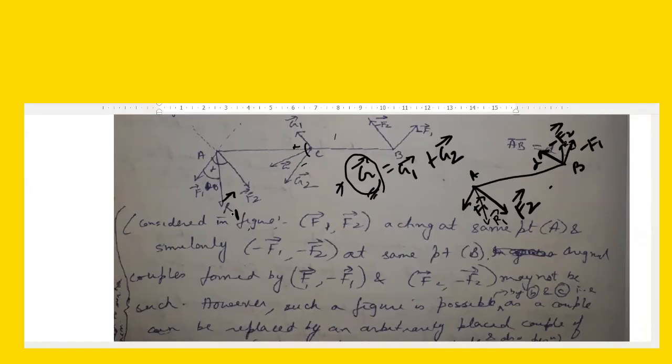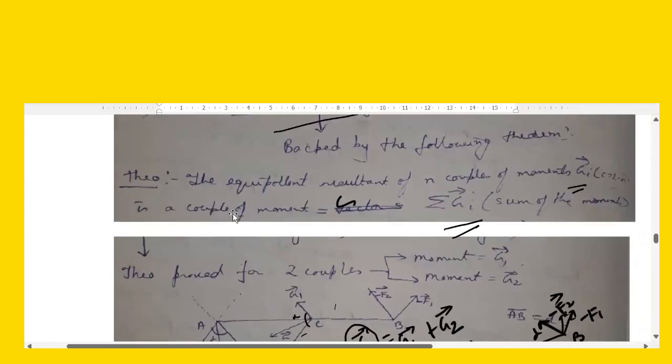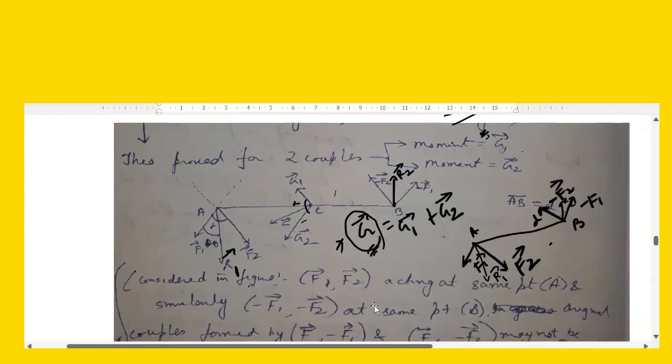This one, I have not shown it. Let me just show it here. This is at the point B, whatever you are getting. This point, it is R2. So this is R1 and R2. R1 is the resultant of F1 and F2. R2 is the resultant of minus F1 and minus F2. So one thing is very clear: they are also becoming parallel.